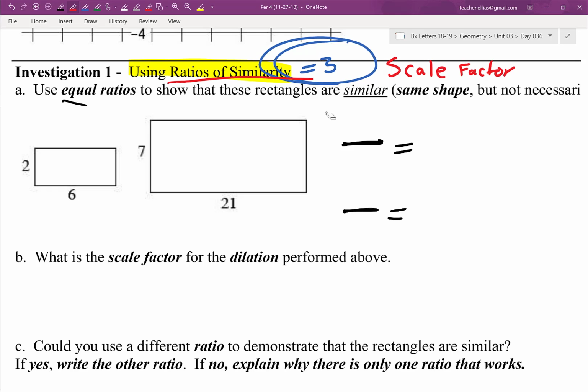Do it in terms of ratios, because you can write different ratios. This is called a proportion. You're saying this ratio is the same as this ratio. I want to know this ratio, 7/2, what does it equal? Is that the same as the other ratio? So do it that way.